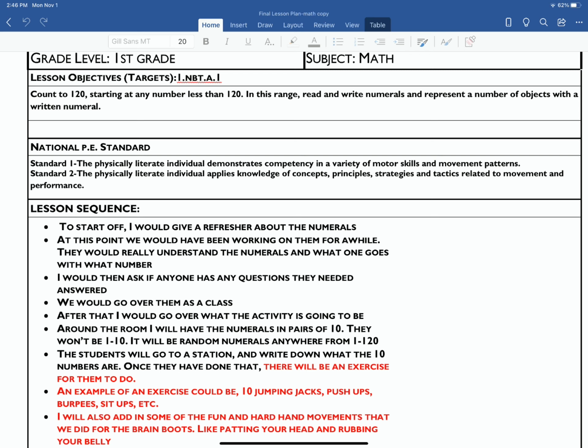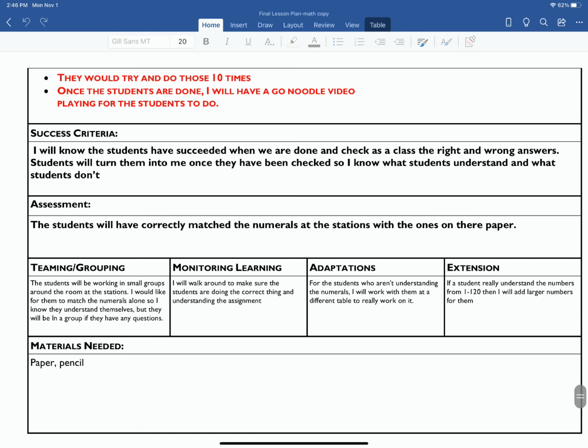But I also said that I would add in some of the fun and hard hand movements that we did for the brain boost, like patting your head and rubbing your belly. I thought that was also a good idea to add in there. But yes, I chose that to be my activity. Like I had said before, I would have the students do each of those exercises 10 times. If they want to do it more, they can, but 10 is what we're going to have them do. I thought 10 was a good number. It's a good happy medium.